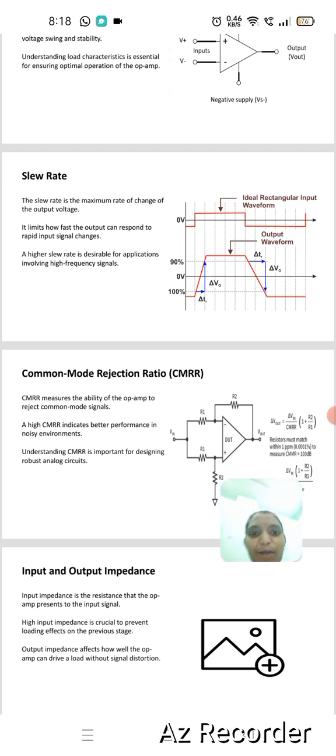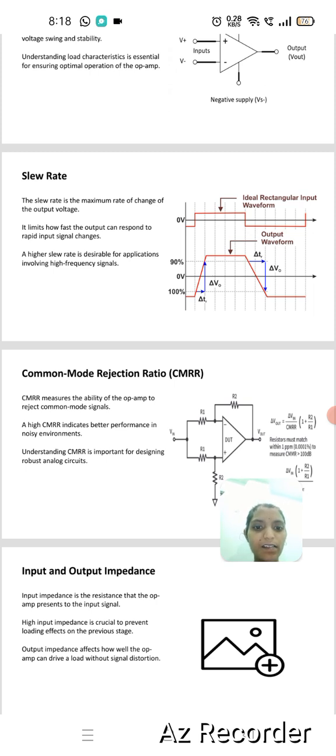The slew rate is the maximum rate of change of the output voltage. It limits how fast the output can respond to rapid input signal changes. A higher slew rate is desirable for applications involving high frequency signals. Ideal rectangular input waveform. This is the waveform of the slew rate.